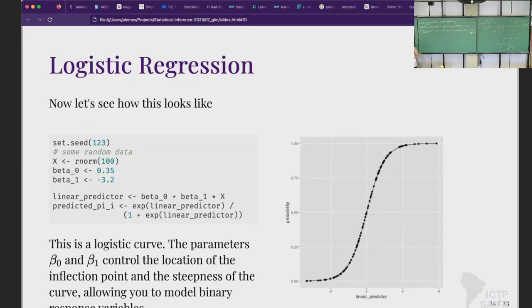And so this is what we call the logistic curve. That's where it comes from. And the parameters beta 0 and beta 1 control the location of this inflection point and how steep this curve is, allowing us to model this binary response variable and giving us back a probability of observing the data that we have.